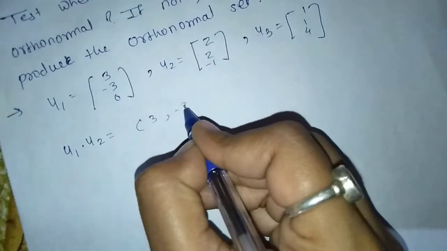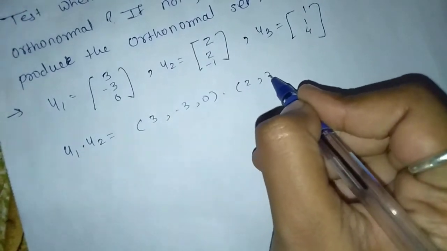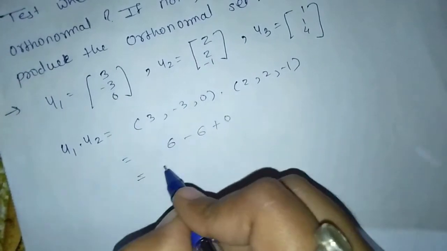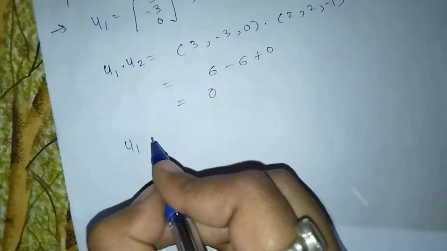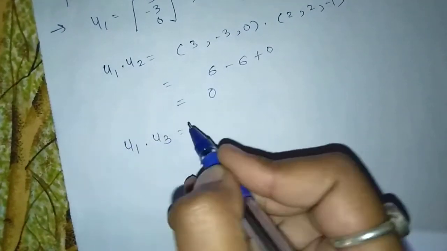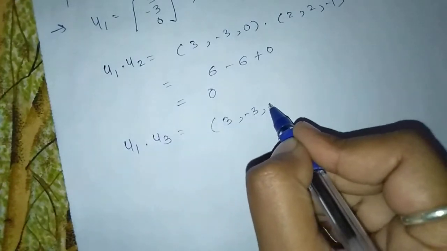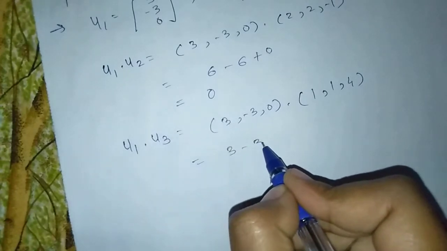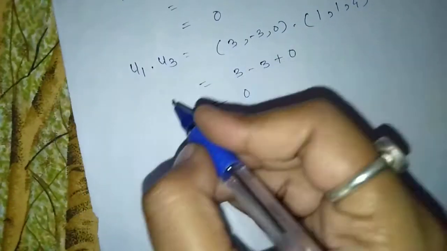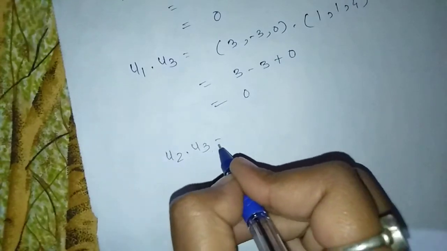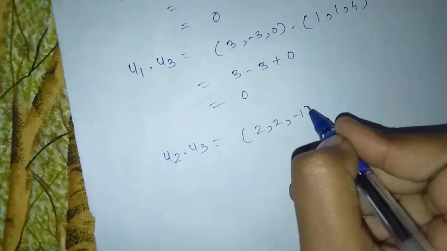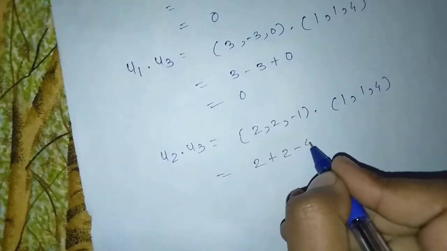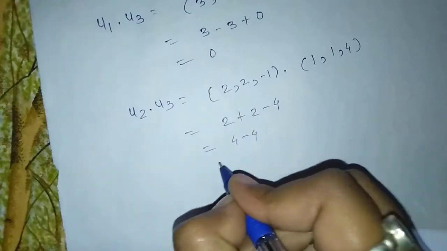We get (3, -3, 0) dot (2, 2, -1) is equal to 6 minus 6 plus 0, which is equal to 0. Next calculate U1 dot U3, which is (3, -3, 0) dot (1, 1, 4), equal to 3 minus 3 plus 0, equal to 0. Next calculate U2 dot U3. U2 is (2, 2, -1) dot U3 is (1, 1, 4), equal to 2 plus 2 minus 4, which means 4 minus 4, equal to 0.